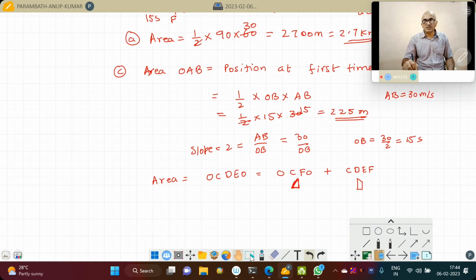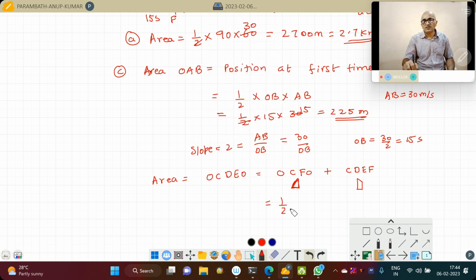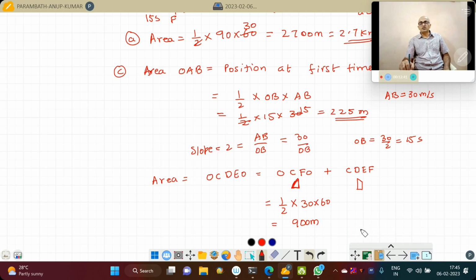So what is the area of this triangle, students? The area of this triangle is half base 30 into altitude 60. That comes out to be 900 meters. And now focusing on the trapezium, that is CDEF. What is the area of a trapezium, students? Half sum of parallel sides into height.